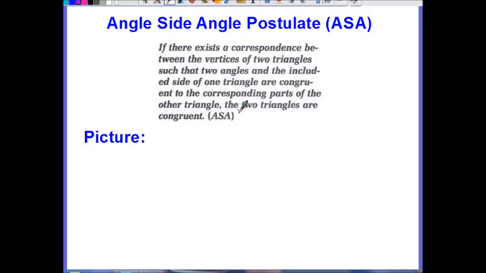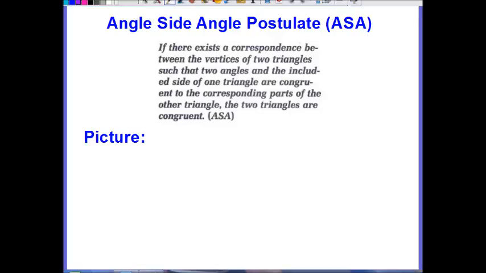So here's our last postulate, the angle, side, angle postulate, or ASA for short. If there exists a correspondence between the vertices of two triangles such that two angles and the included side of one triangle are congruent to the corresponding parts of the other triangle, the two triangles are congruent by ASA.